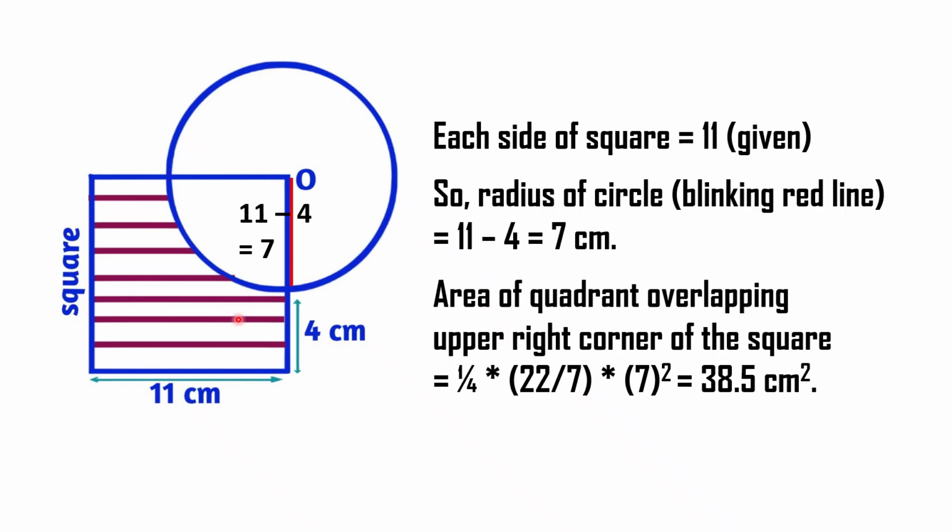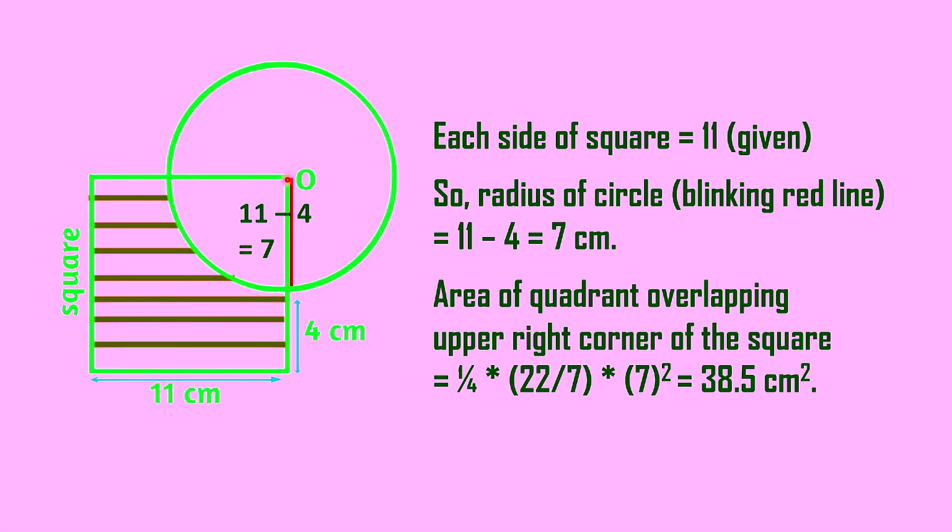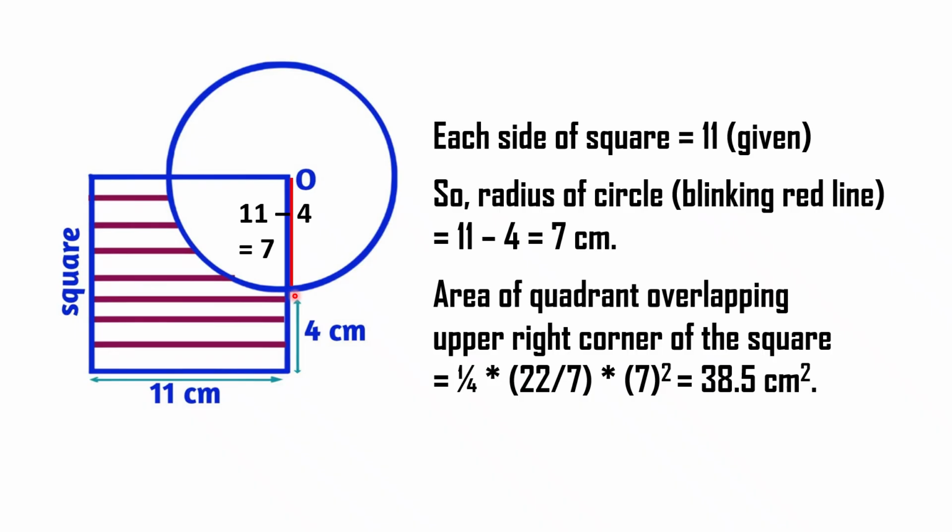The unshaded part of the square overlapping the circle is 38.5. The radius we got: the total was 11, the part of the side of the square outside the circle is 4. So the radius will be 11 minus 4, 7 centimeters.